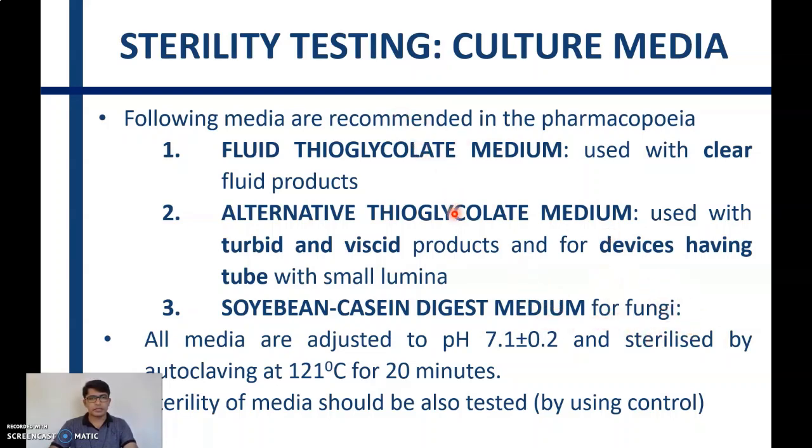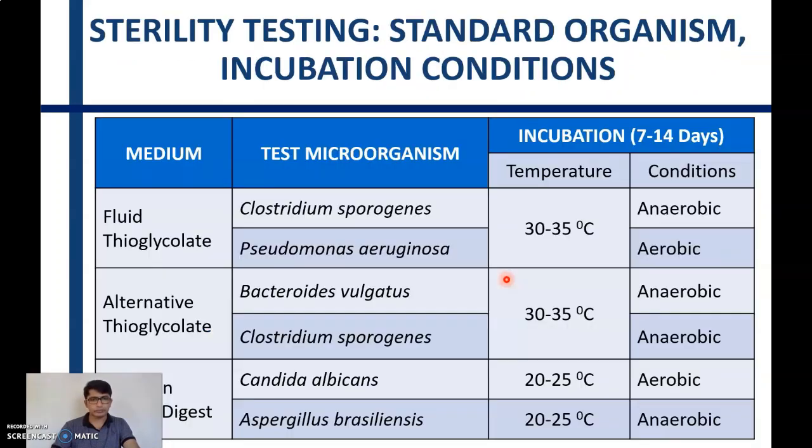So fluid thioglycolate media and alternative thioglycolate media are the culture media for bacteria, and soybean casein digest media is the culture media for fungi. Now, after the preparation of these culture media, we will autoclave them at 121 degrees Celsius for 20 minutes to make sure that there is no contaminating microorganism in the culture media, and we will perform a sterility test for the media also, using it as a control.